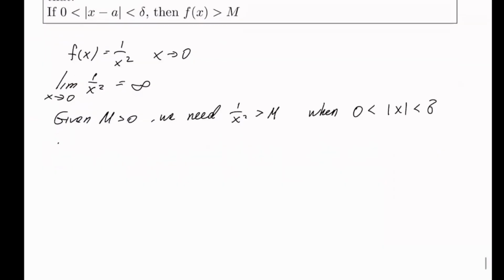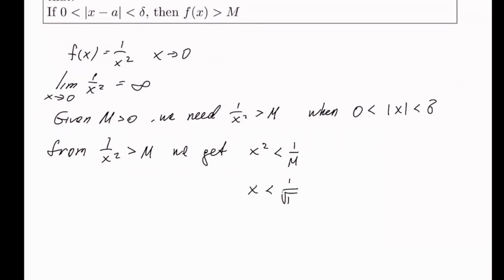So from 1 over x squared greater than M, we get x squared is less than 1 over M, which leads us to the absolute value of x being less than 1 over the square root of M. So we choose our delta to be 1 over the square root of M, and we're done. So from here on, you can write your proof the same way as we did before.